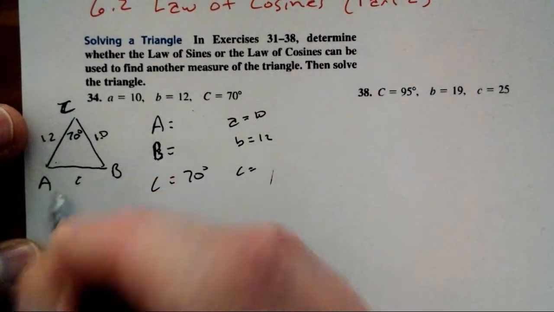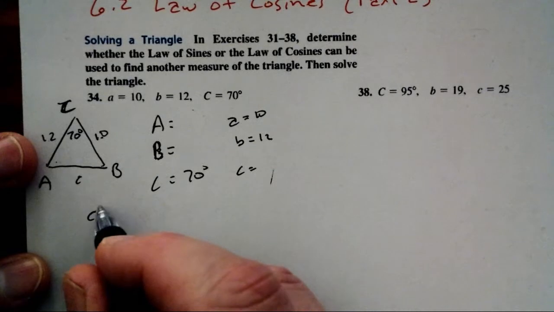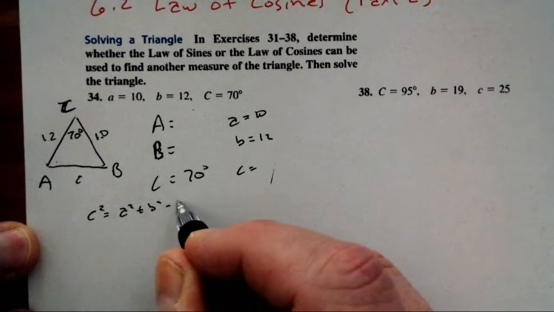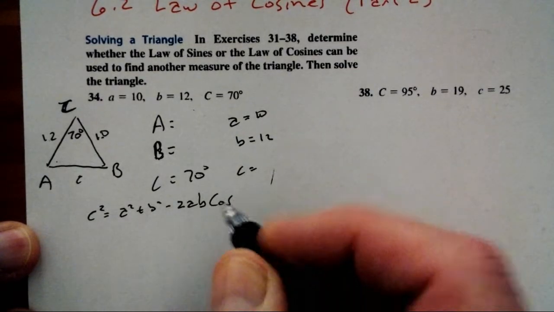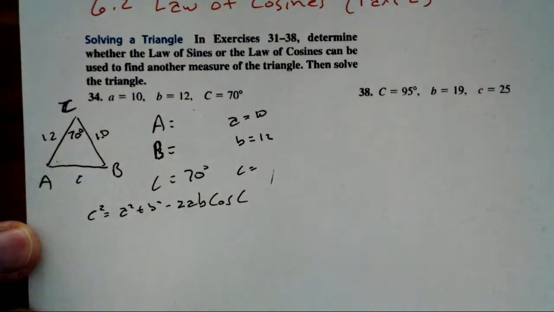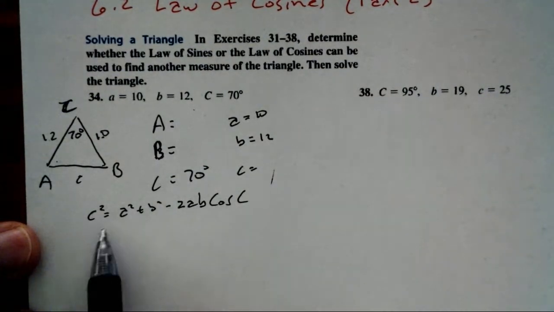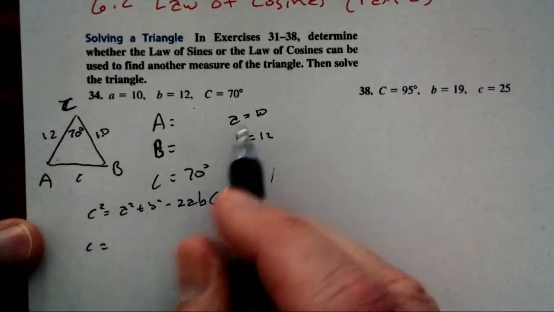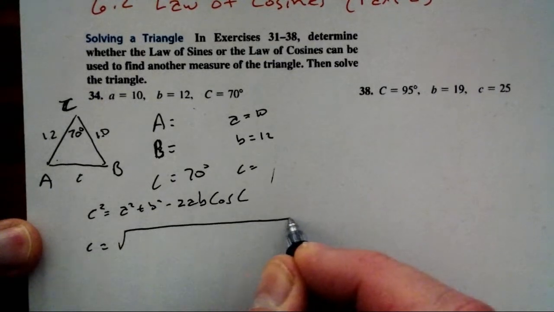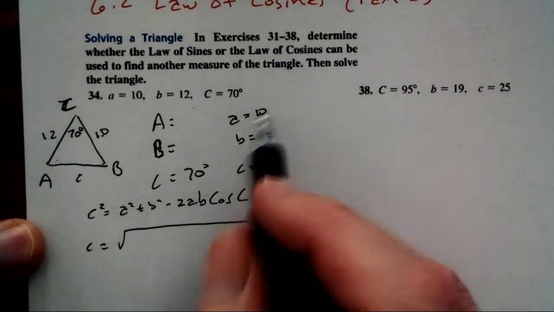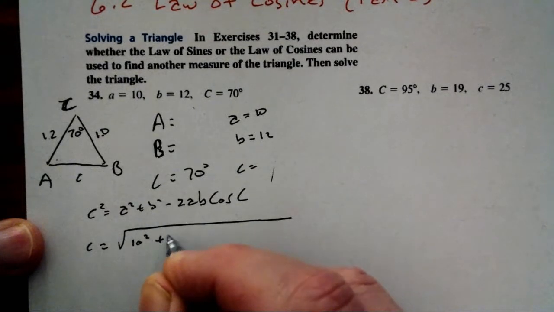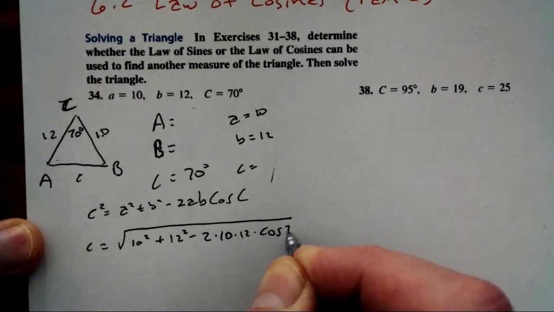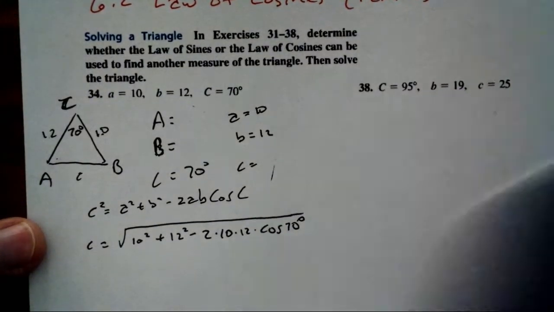So if I call this side C, which it is, we can say C squared equals A squared plus B squared minus 2AB times the cosine of angle C. Or we could just jump to C, which we're looking for, equals a great big square root of A squared, that's 10 squared, plus B squared, 12 squared, minus 2 times 10 times 12 times cosine of 70 degrees.